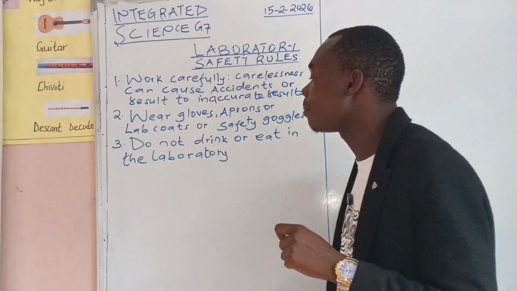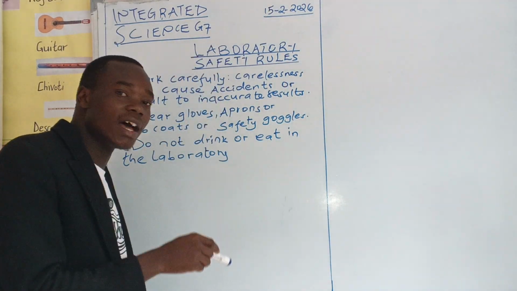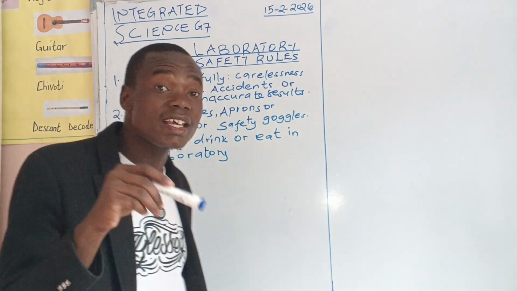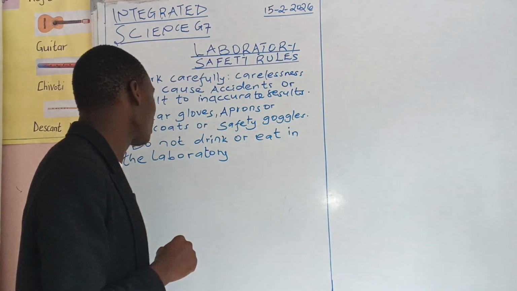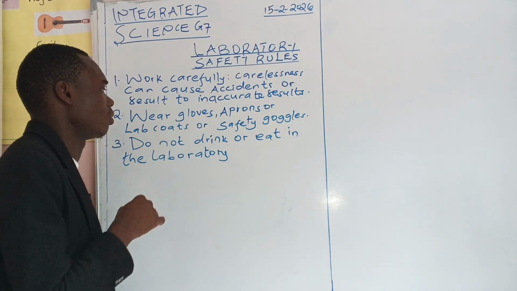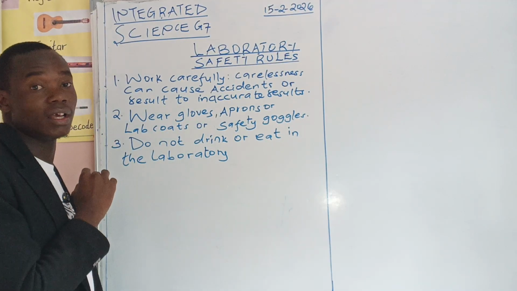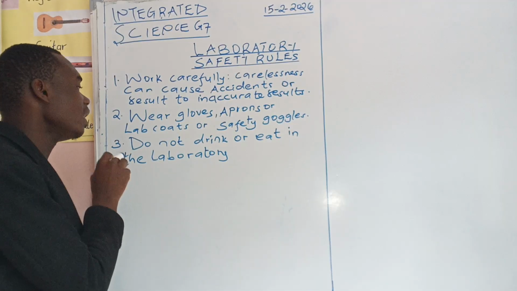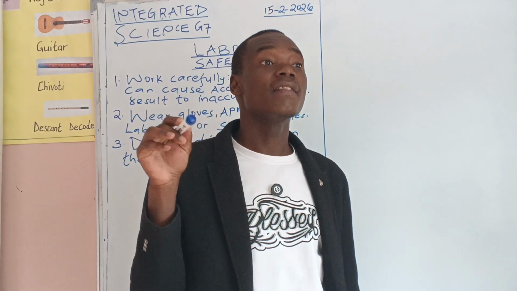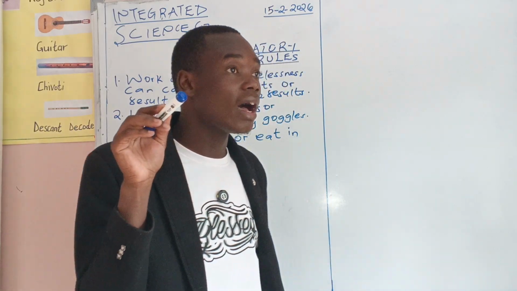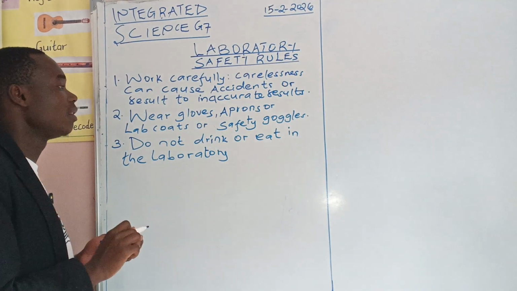There is one thing that will happen to you. What is it? You will ingest these acids and bases, and once you ingest them, you will have a problem with your stomach. So you are not supposed to drink or eat within the laboratory. It is very dangerous, because you will ingest harmful substances that will cause harm to your body. So you are not supposed to drink or eat in the laboratory.